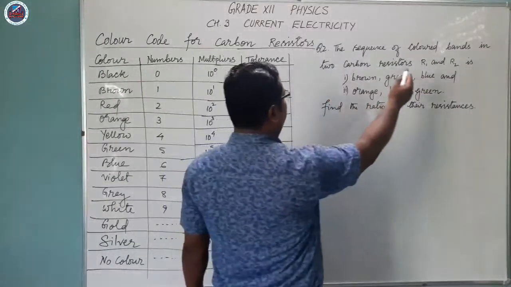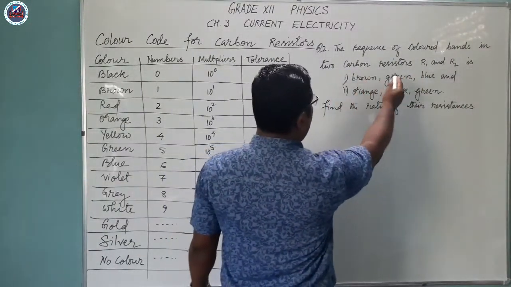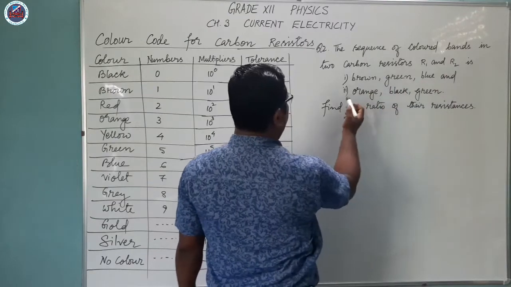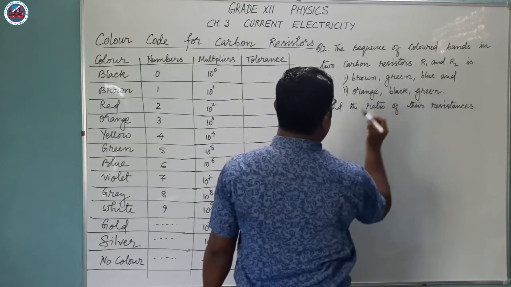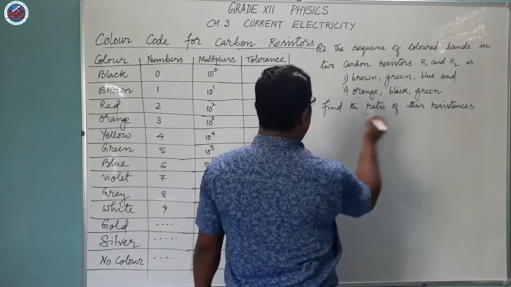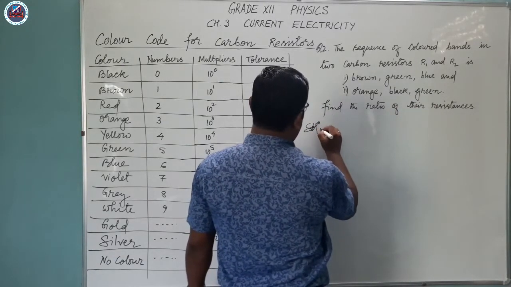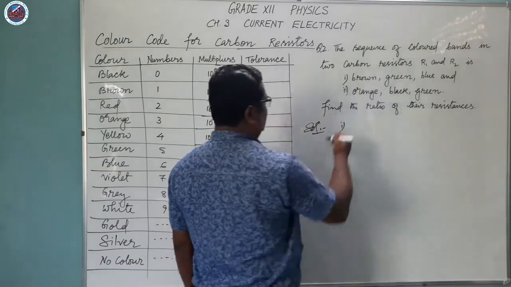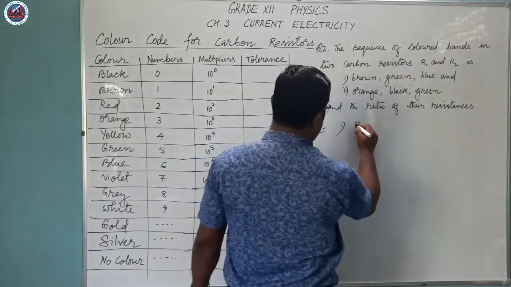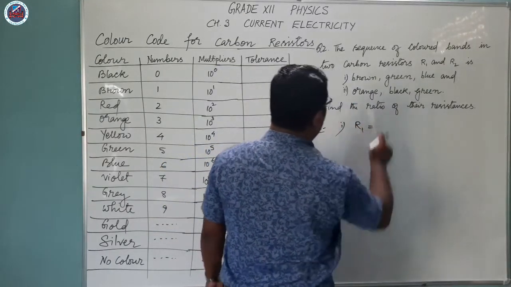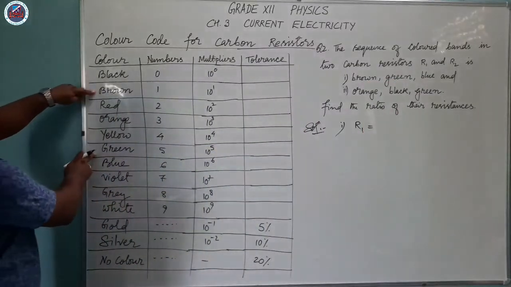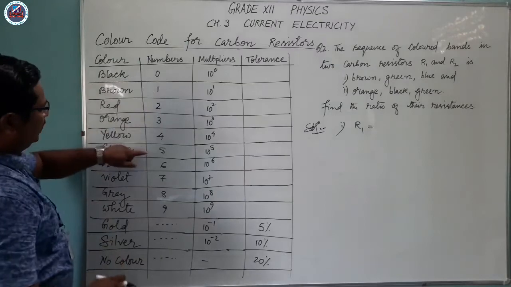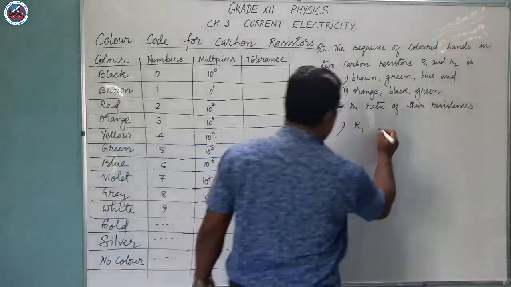The sequence of colored bands in two carbon resistors R1 and R2 is given here: brown, green, blue, and orange, black, green. You have to find the ratio of their resistances. So first of all, let us write for the first one as R1. The resistance is R1. Brown, green. It is 1 and 5, 15.